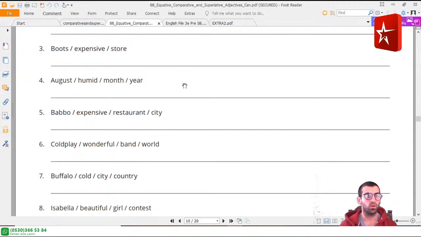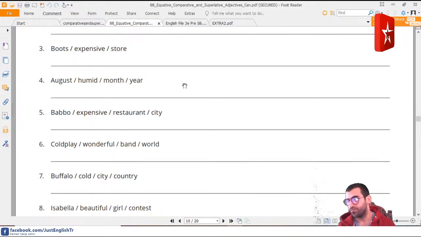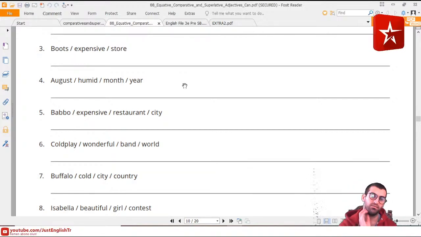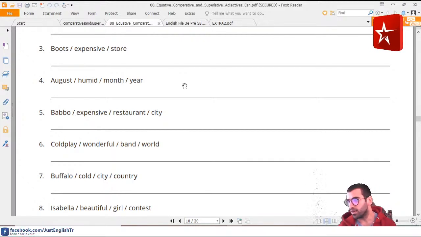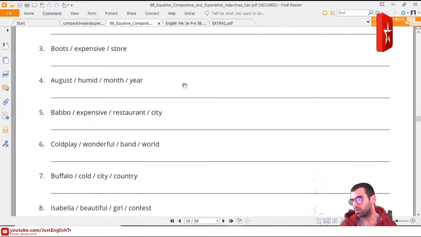And number 6, Coldplay, wonderful band world. Coldplay is the name of a band, a group of people who sing and play together. Sıla Kökdemir says Coldplay is the most wonderful, and Doğan also wrote the most wonderful band in the world. Yes, that is the correct answer. Coldplay is the most wonderful band in the world. Thank you, guys.